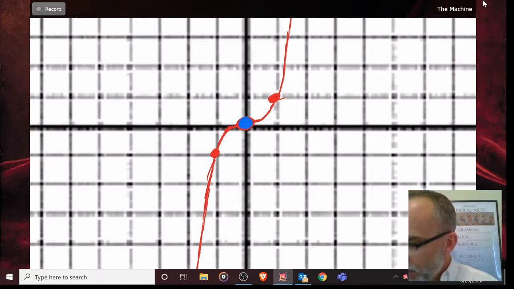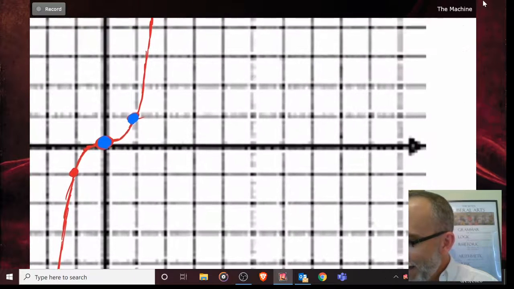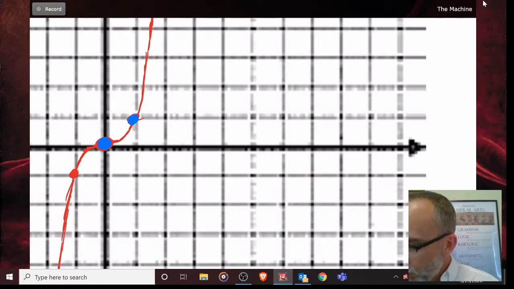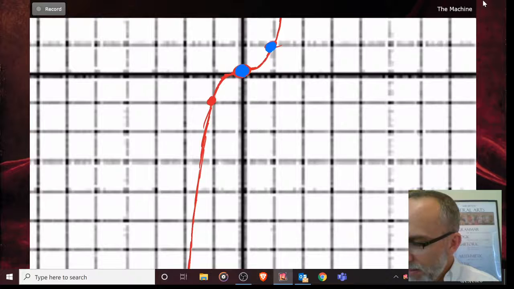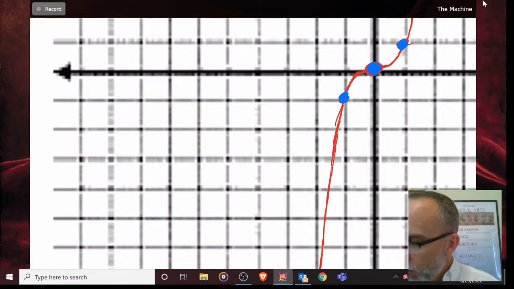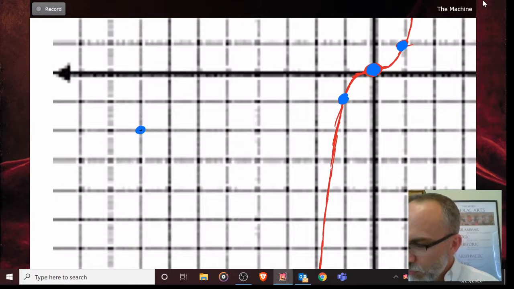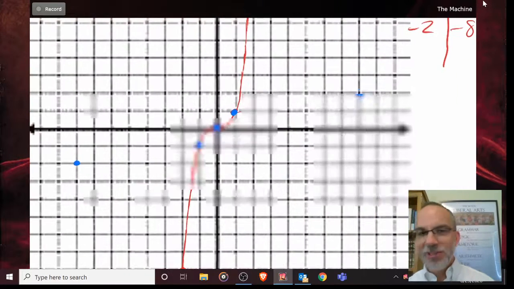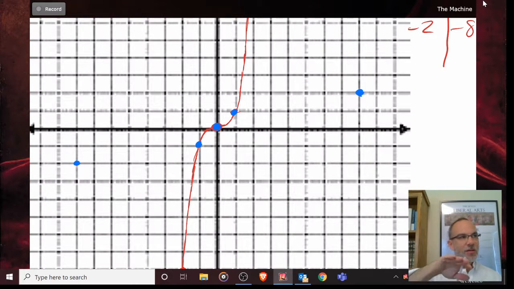It would be 0, 0, 1, 1, but then when x is 8, y is 2. 1, 2, 3, 4, 5, 6, 7, 8, 1, 2. This point right there. And then it would be negative 1, but then negative 8. 1, 2, 3, 4, 5, 6, 7, 8. 2 right here.